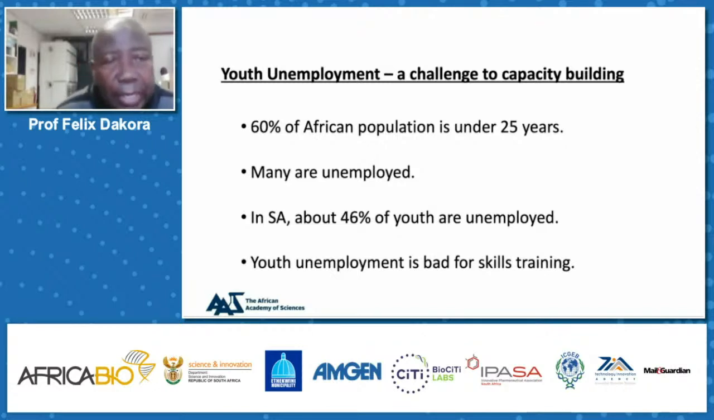Now, if you look at the statistics here, 60% of the African population is under 25 years. Many of them are unemployed. In South Africa, about 46% of the youth are unemployed. So youth unemployment is actually bad for skills training. And going forward in terms of advancing biomanufacturing, it's not going to happen if we don't address these issues right now across the entire country.